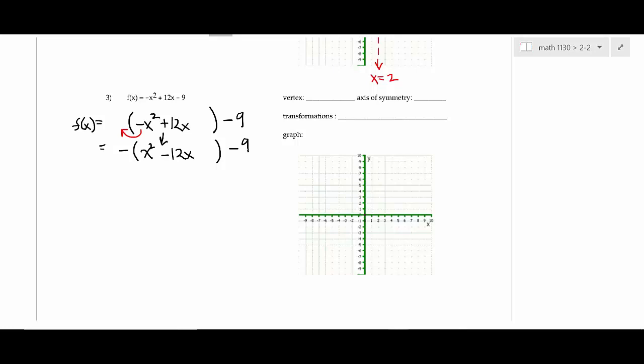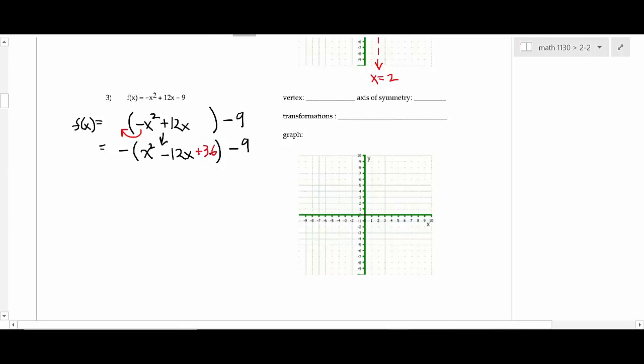Now, what's going to go here when you complete the square? 36, right? Half of 12 is 6. 6 squared is 36, right? And when you square that, you're always going to get a positive number. So what you would have here is plus 36.